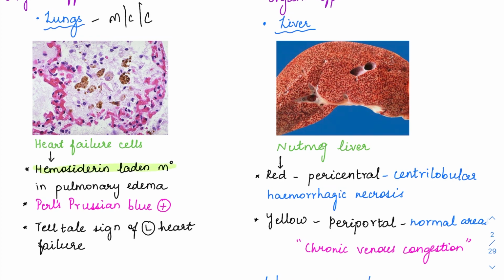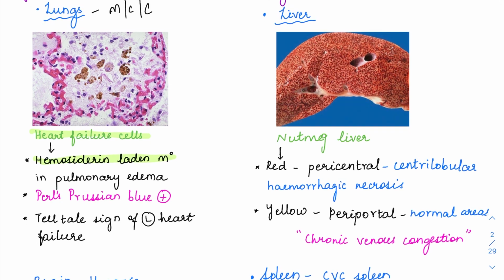So hemosiderin-laden macrophages will be seen in left heart failure in the lung, and these cells are given a particular name called heart failure cells. So remember, heart failure cells are cells present in the lung. That is, hemosiderin-laden macrophages in the lung seen in conditions of heart failure. Don't confuse it. Since these heart failure cells are laden with hemosiderin, they contain iron. Hemosiderin is composed of iron, right? So how will you stain these cells? The special stain for iron we all know is Prussian blue. So Prussian blue positivity will be seen for these heart failure cells.